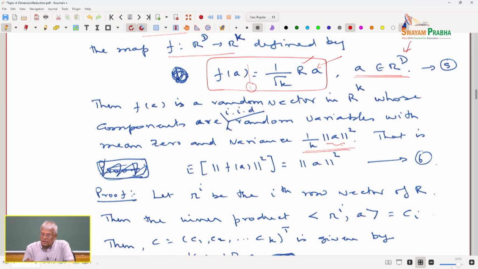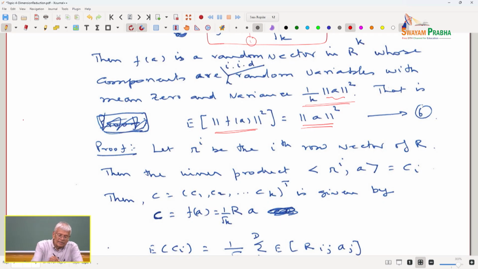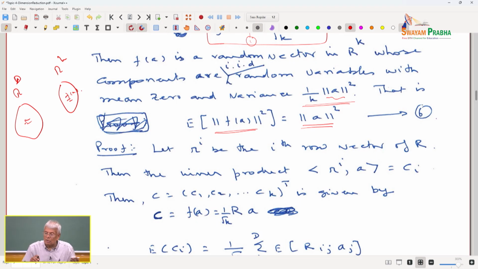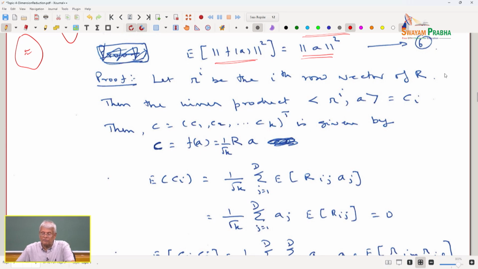And the expected value of the square of the norm of that is equal to the square of the norm of a. Look at this now. I have a vector in R^d. I have an image in R^k. This is a, this is f of a. This is deterministic, this is random. So what is it we are trying to say? The expected value of the square of the norm of the image is equal to the square of the norm of the original object a that is being mapped. So that's proposition 1. I'm going to give you a quick verification of that.